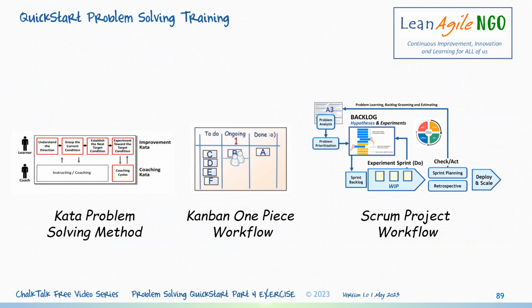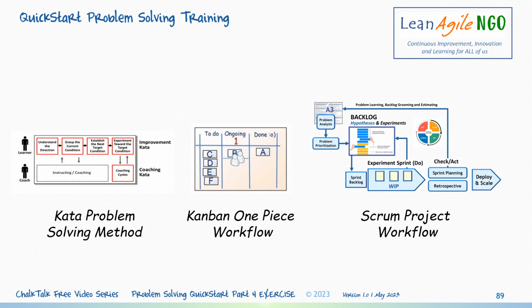In the past few minutes, I've shared a rapid overview of Kata, Kanban, and Scrum in the context of problem solving. There's a lot here to absorb, and I only expect you to see the basic patterns and understand what these tools are all about. I've provided plenty of learning tips to help guide you forward.